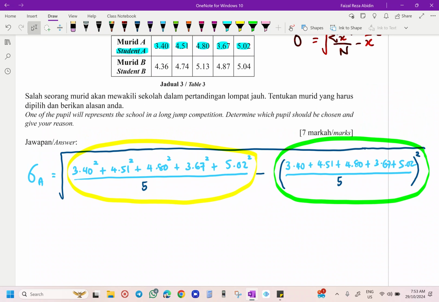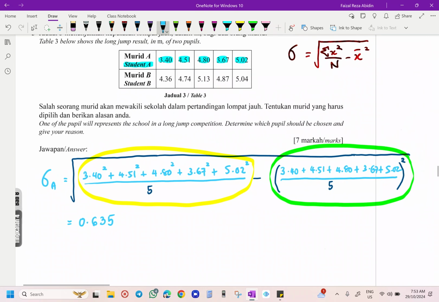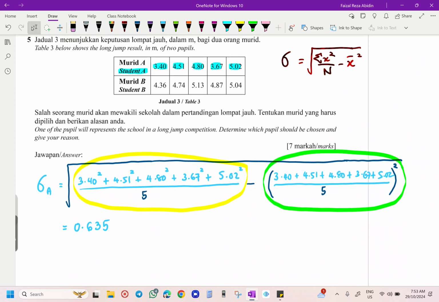Okay, find for me. What do you get? The first one? I said just now, find it. Did you all get the same? Is it after you square root? After the square root it is 0. Okay, your friend already got the answer for the standard deviation for student A.